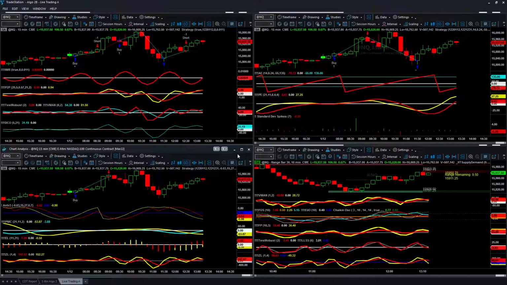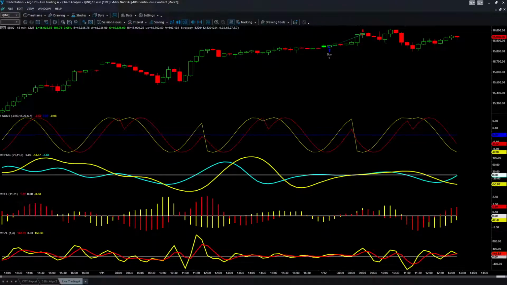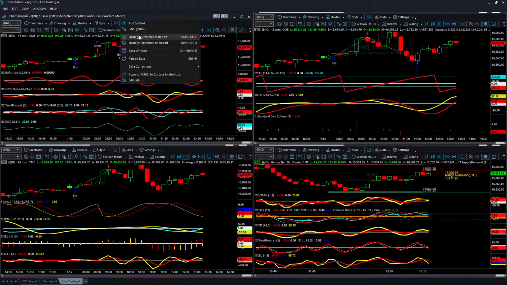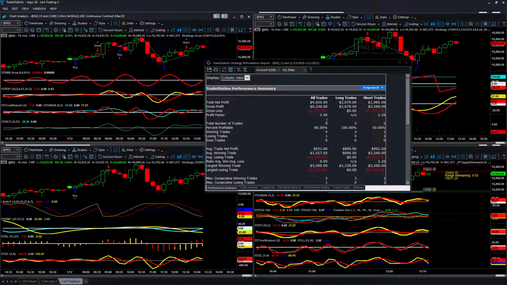And this one right here. Oh, you know what, guys? I'm sorry. I didn't show you performance. Performance on this strategy right here has been about 80% accurate today. 3.96 profit factor with 4,600 in net profit. Okay, $1,500 loss. Not bad.